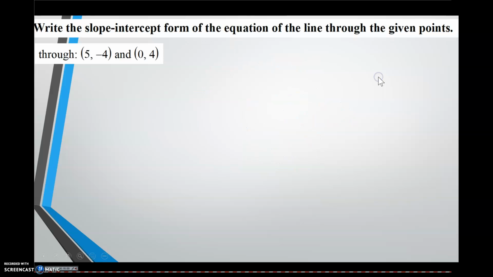All right, so next problem is when they're not giving me the slope, and I'm going to have to figure out what the slope is off of my 2 points. So your slope formula, if we remember this, it's your change in y's over your change in x's. So y2 minus y1 over x2 minus x1. So here's my x1, y1, and x2, y2. So the slope of this guy is going to be 4 minus negative 4 over 0 minus 5.